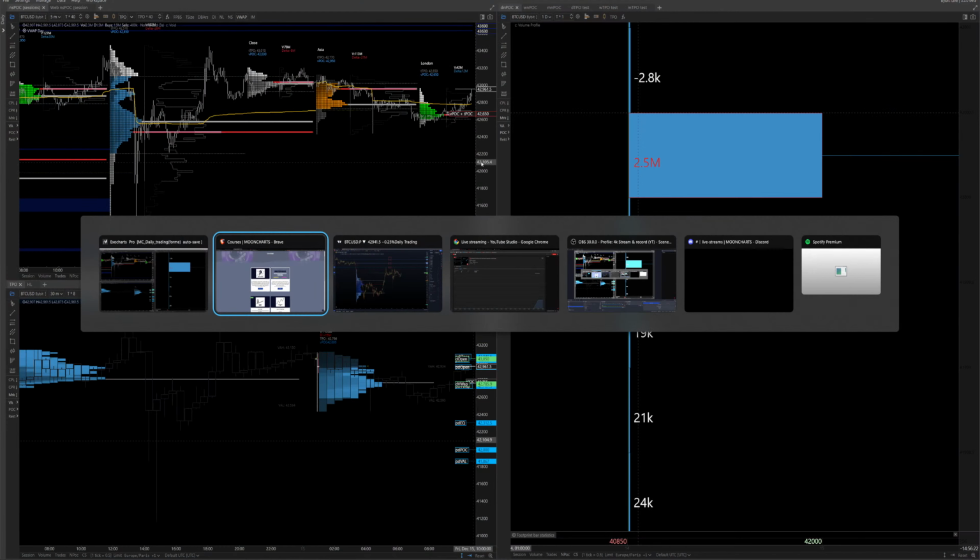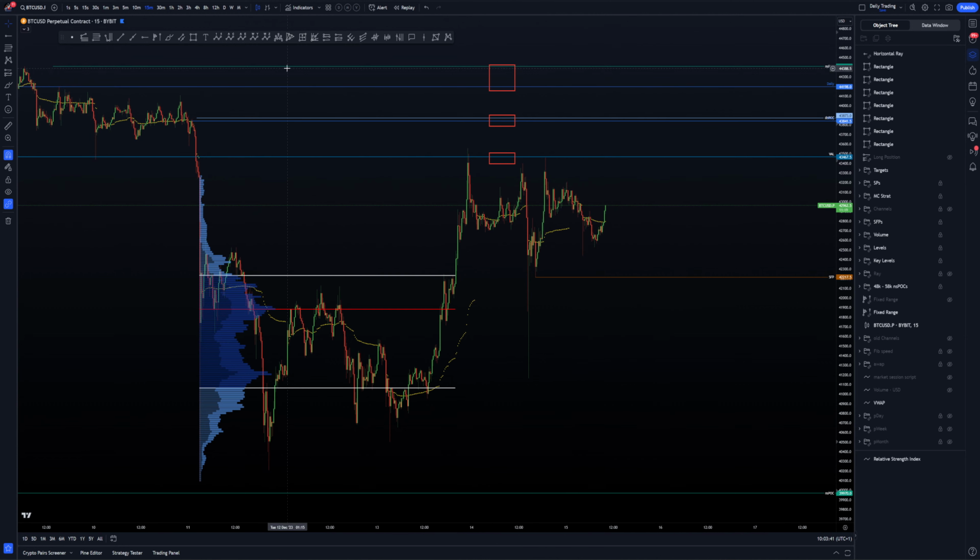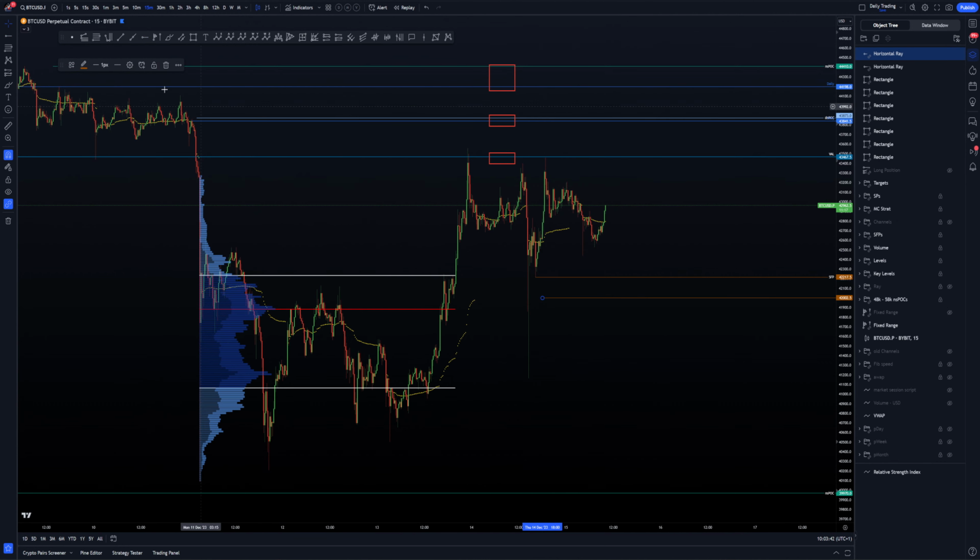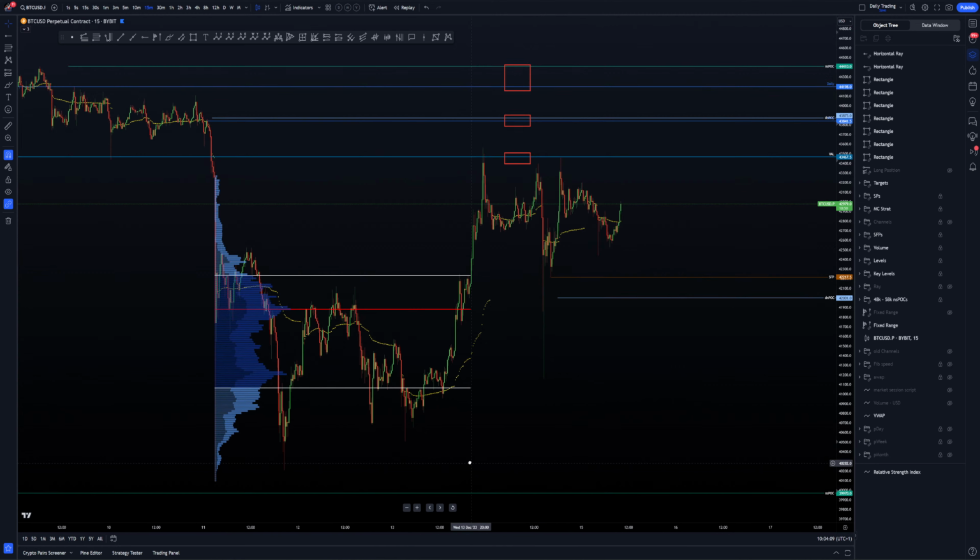42001 right here. Okay, I placed it up perfectly. Pretty cool. Nice. So this right here brings us the swing setup I was talking about earlier. Okay, so I'm going to place this here.